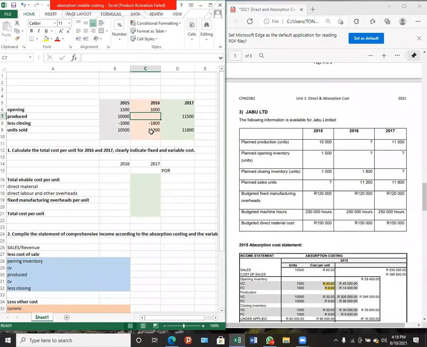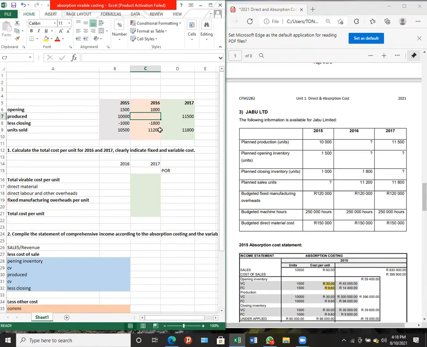Here, guys, now we know the formula to calculate the units sold. The formula to calculate the units sold is equal to opening plus produced less closing. We get this one. If you have a pen on your side, you can write the formula down. Now here, guys, is the question mark. And then we know to get this one is equal to this plus this less this.